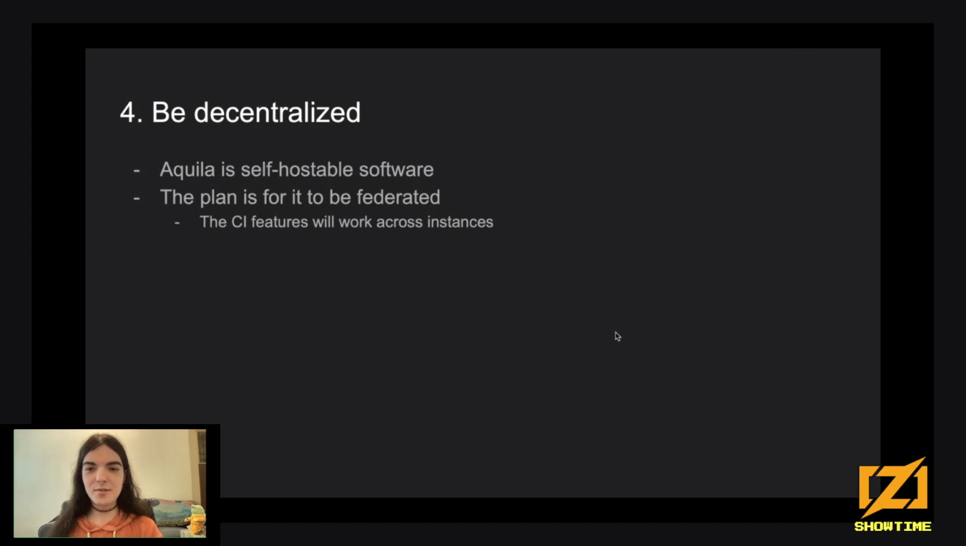And Aquila is also self-hostable, and the plan is for it to be federated and for the CI features to work across all instances. So I host the Aquila.red site, but say you host your own. If you depend on a package on your own registry from a package that's on Aquila.red, it should still work, and the update notifications are still going to work across instances.